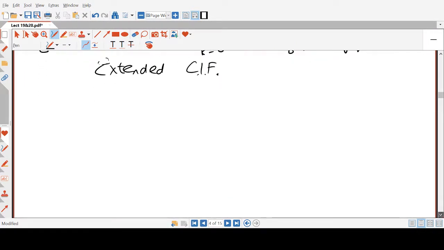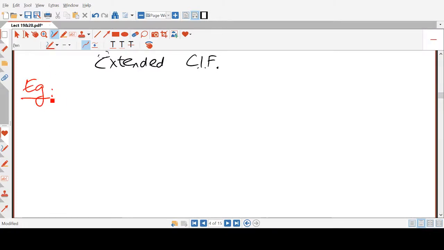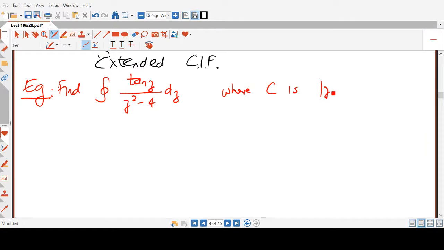Second example. Let's just take, let's say, the integral of tan z over z squared minus 4 dz, where C is the circle |z| equals 5, let's say. Now we've got |z| equals 5, a circle of radius 5.